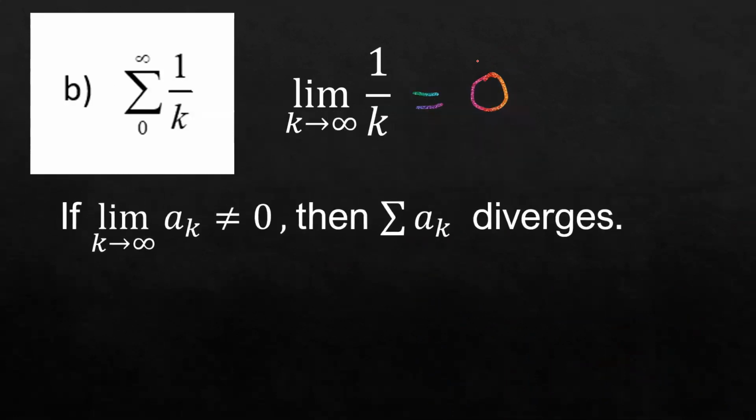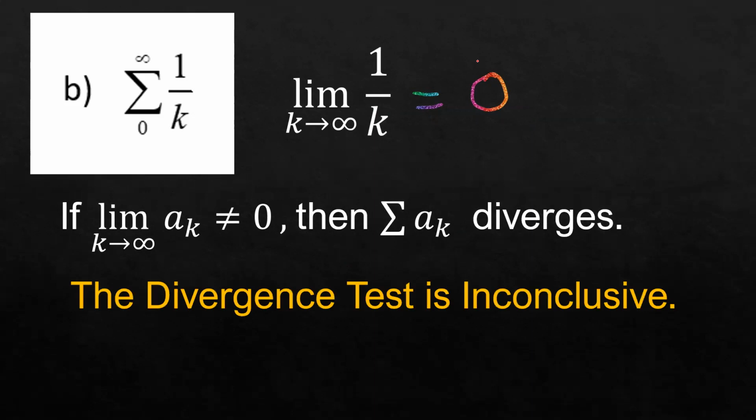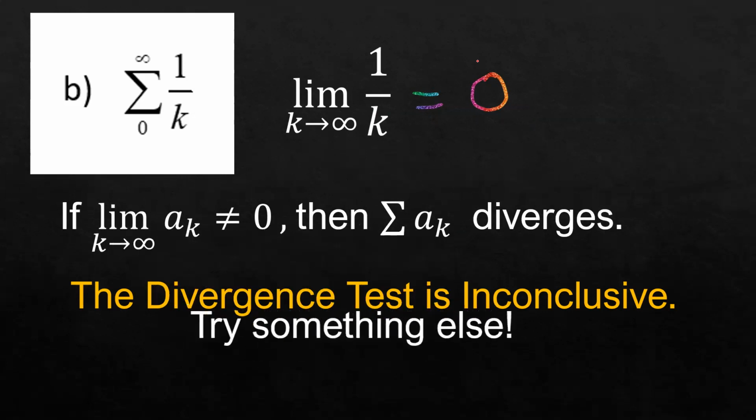Next, if you have this series here, take the limit as k goes to infinity. Well, we know that that limit is 0. Well, what does the divergence test say when the limit is 0? Nothing, right? It said that if the limit is not 0, then the series diverges. So again, this cannot be used. The divergence test is inconclusive. So what do we do? Try something else.